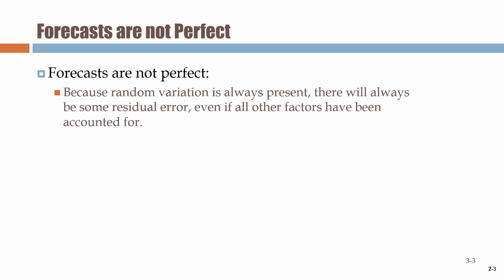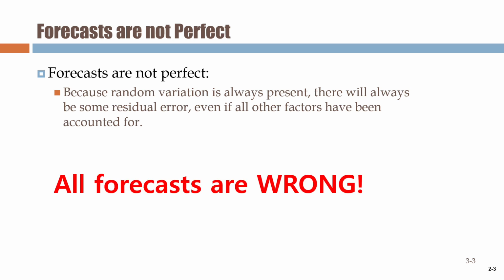Forecasts are not perfect, because random variation is always present. We cannot find out all the factors that affected it, or even if I know all the factors, can we measure them exactly? So there is always randomness involved. Forecasts are not perfect. Actually, some people say all forecasts are wrong. However, some forecasts are useful.